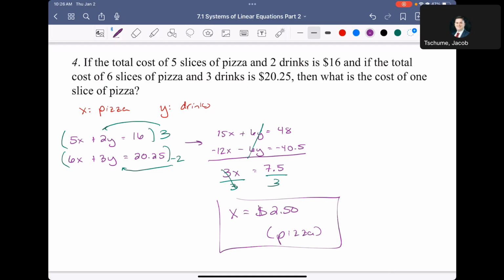Based on this information, if I wanted to know what the cost of 1 slice of pizza is, I set up the system, I solved for my variable that represents pizza, which is X, and I found it to be $2.50 a piece. And so that is another good example of solving a word problem using a system of linear equations. That officially wraps up this video for section 7.1 and the word problems.